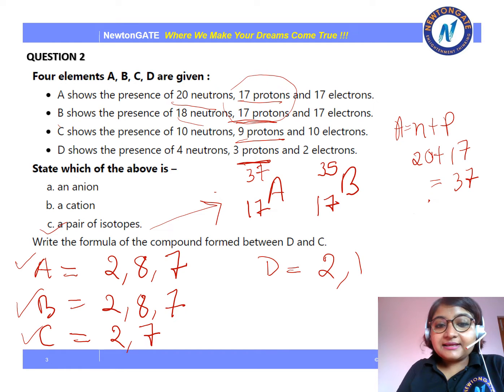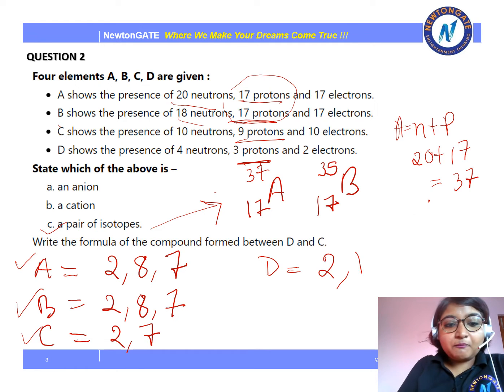So A will gain 1 electron to become 2, 8, 8, which is similar to argon. Same with B, and C will also gain 1 electron to become 2, 8 like neon. So both A, B and C will gain 1 electron each to become A minus, B minus and C minus.